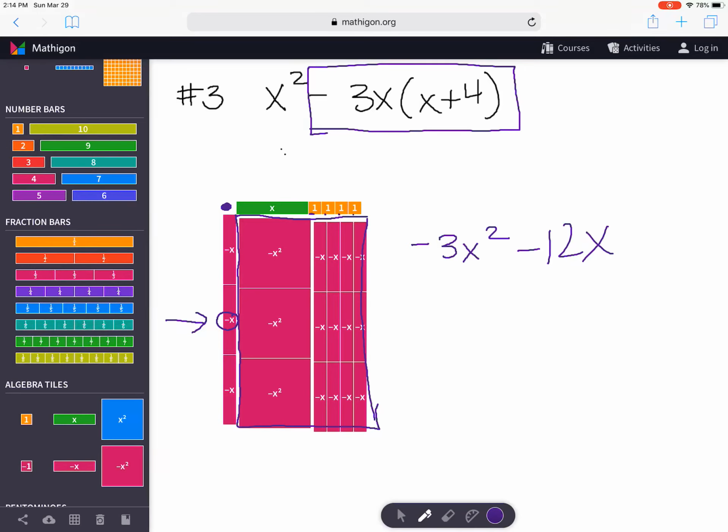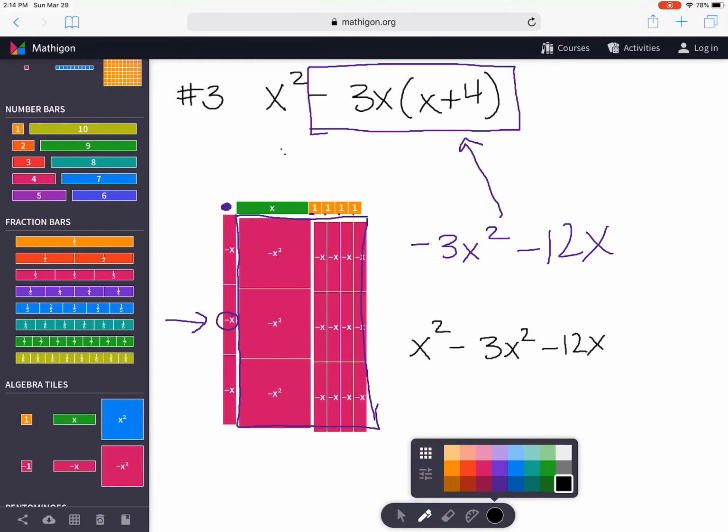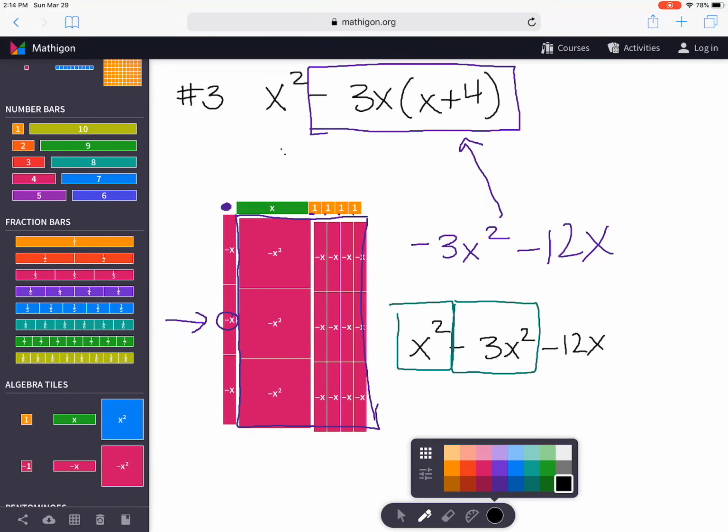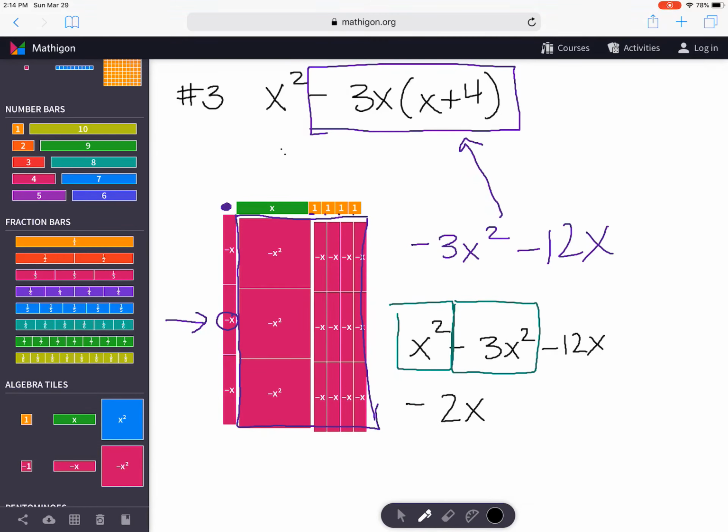Now from here, I'm going to substitute this back into my expression. So now to continue solving here, I would get x squared minus 3x squared minus 12x. I would go ahead and combine my like terms of x squared and minus 3x squared. And I would get a final answer of negative 2x squared minus 12x.